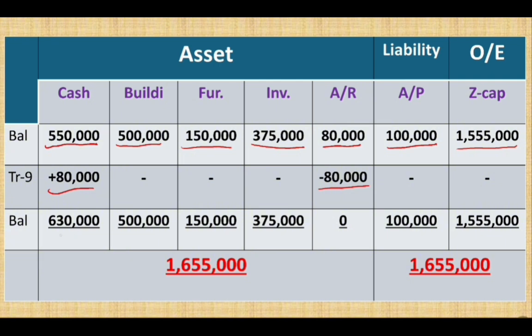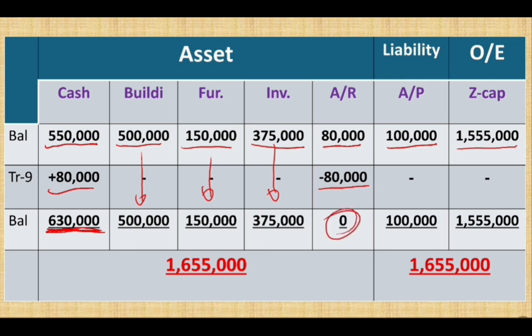So during transaction 9, we have received 80,000 in cash from our account receivable. That is from our credit sale. So cash is increased by 80,000 during transaction 9. Therefore, the balance of cash after transaction 9 is 550,000 plus 80,000, 630,000. The other remains the same. But here, the account receivable is changed by 80,000.